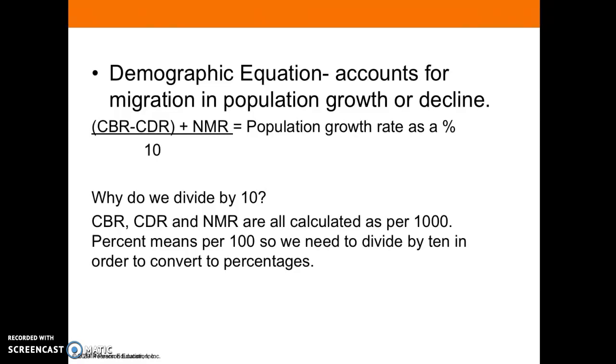So why do you have to divide it by 10? Because when we're looking at the regular population growth rate, or R, it's a percent. And crude birth rate, crude death rate, and net migration rate are all calculated per 1,000. And so if you're going to go from per 1,000 to percent or per 100, we have to divide by 10 to make sure that, again, we are working with the same units. So to go from per 1,000 to per 100, you just divide by 10.